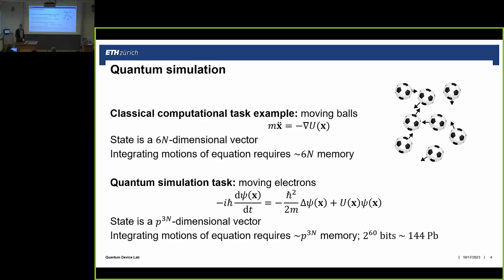And that immediately becomes impossible. So that's what the idea about quantum computing was.